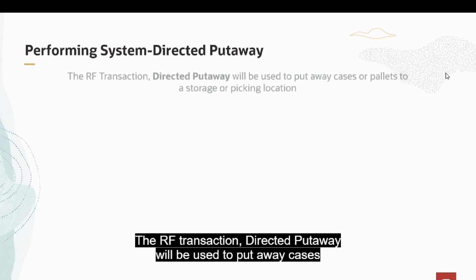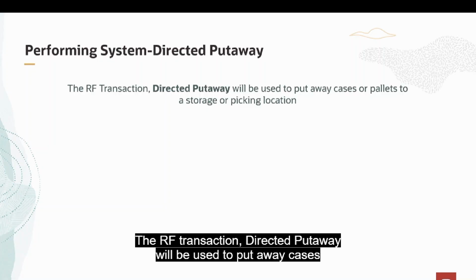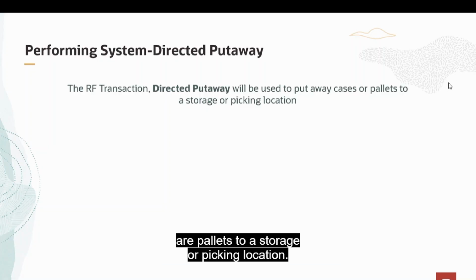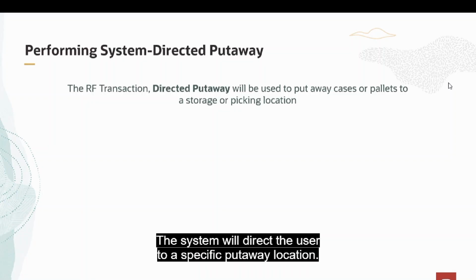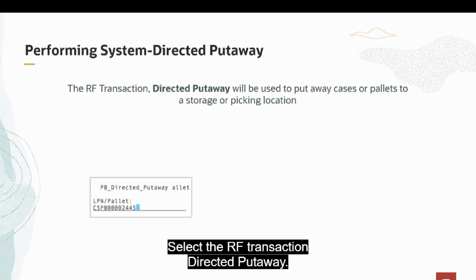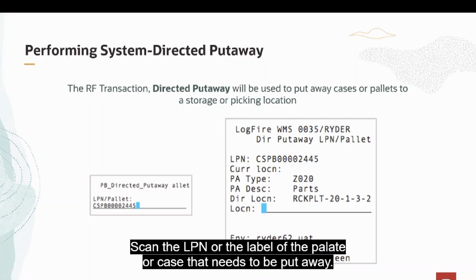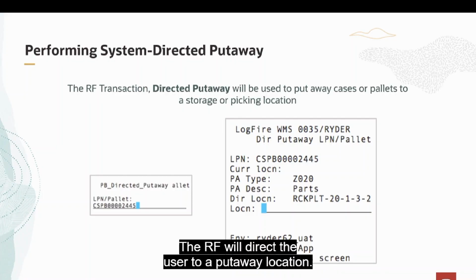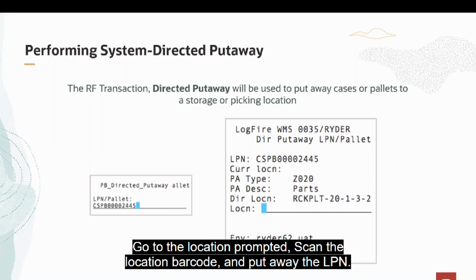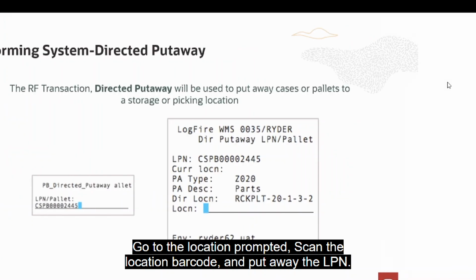The RF transaction, directed putaway, will be used to put away cases or pallets to a storage or picking location. The system will direct the user to a specific putaway location. Select the RF transaction, directed putaway. Scan the LPN or the label of the pallet or case that needs to be put away. The RF will direct the user to a putaway location. Go to the location prompted, scan the location barcode, and put away the LPN.